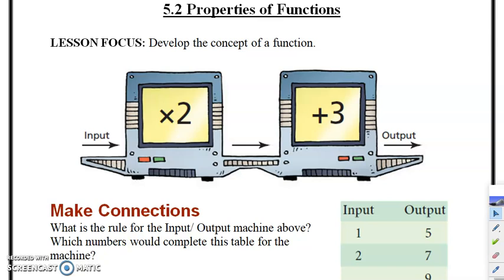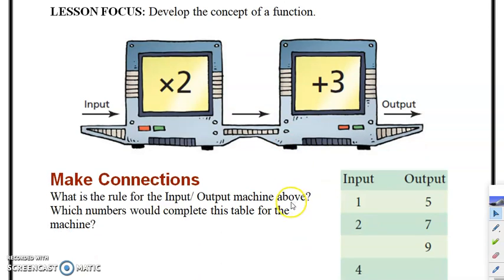Hello everybody, welcome back. Today we're going to be starting 5.2, properties of functions. The focus of our lesson is going to be to develop the concept of what a function actually is. You may recall from your earlier grades an input-output machine. You may remember this. You may not, and that's fine.